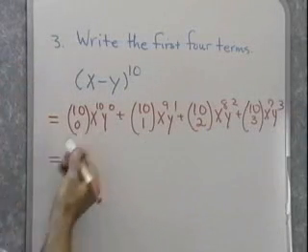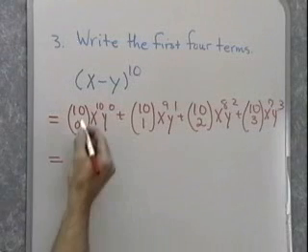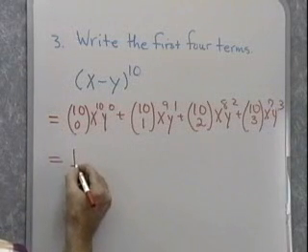Now, from Pascal's triangle, 10 over 0, that's always going to be, or any n over 0 is always going to be the number 1.